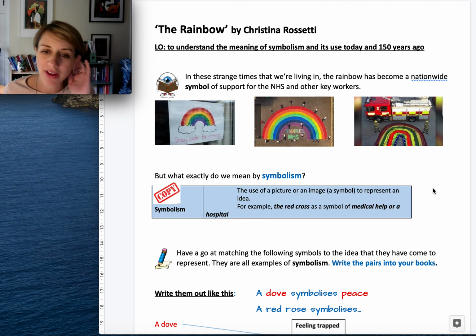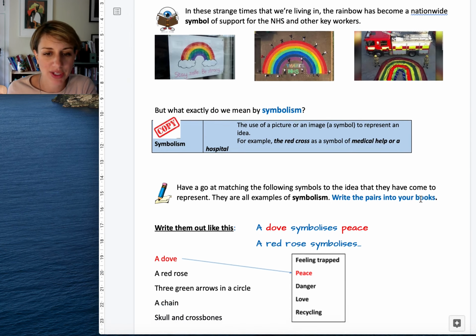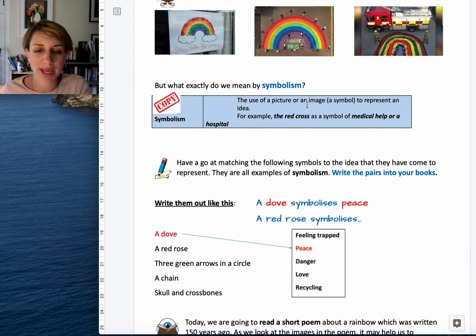It's fine to talk about symbolism, but what exactly do we mean when we say symbolism? I'd like you please to copy this definition. Symbolism is the use of a picture or an image to represent an idea. For example, the Red Cross as a symbol of medical help or a hospital.